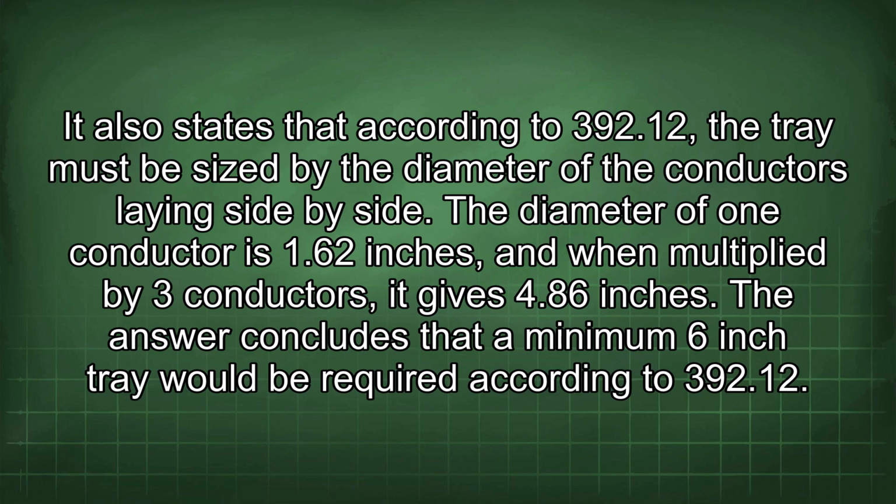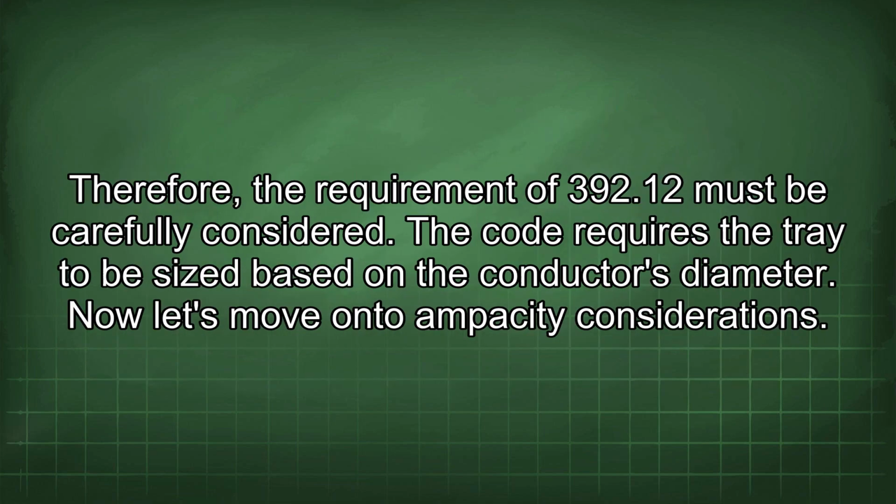The answer concludes that a minimum 6-inch tray would be required according to 392.12. Therefore, the requirement of 392.12 must be carefully considered. The code requires the tray to be sized based on the conductor's diameter. Now let's move on to ampacity considerations.